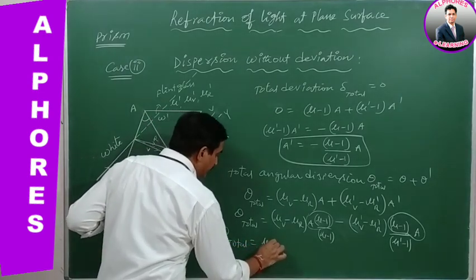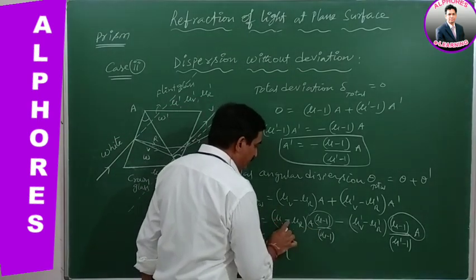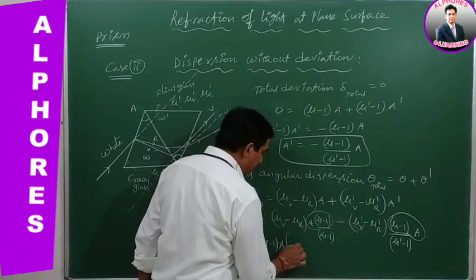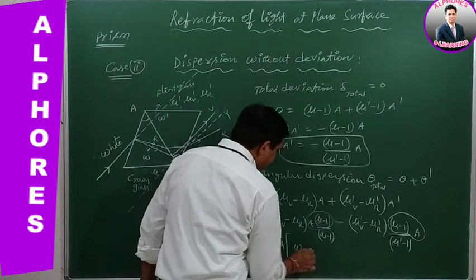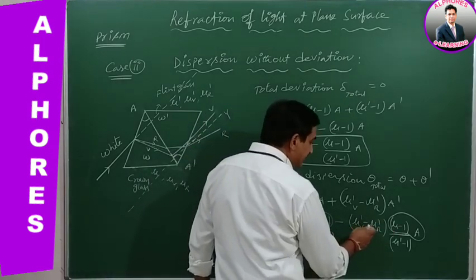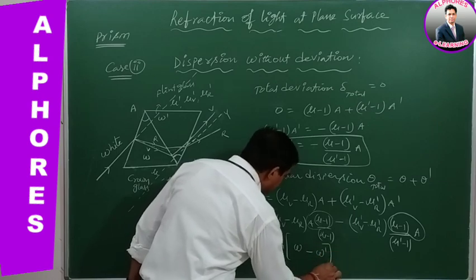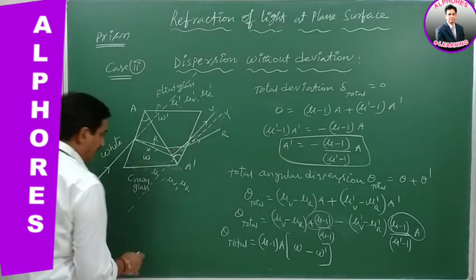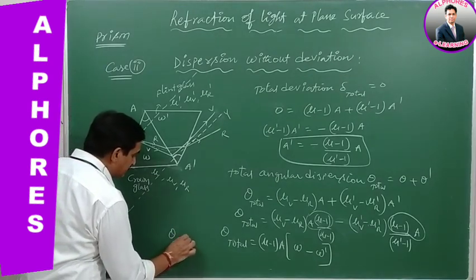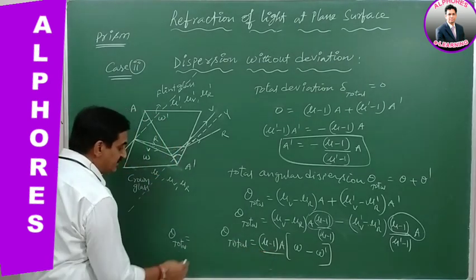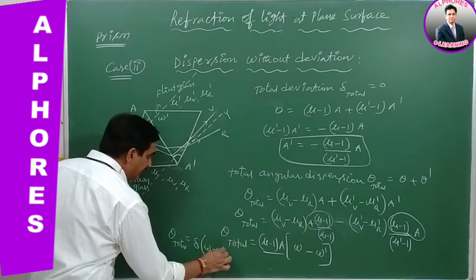Theta total is equal to (mu minus 1) into A of, here the remaining value is (mu v minus mu r) by (mu minus 1). So this is the dispersive power of the first prism, omega, minus (mu v dash minus mu r dash) by (mu dash minus 1). This is the dispersive power of the second prism. So finally you are getting theta total, the angular dispersion, equal to, this is giving the deviation suffered by the first one, and this is omega minus omega dash.